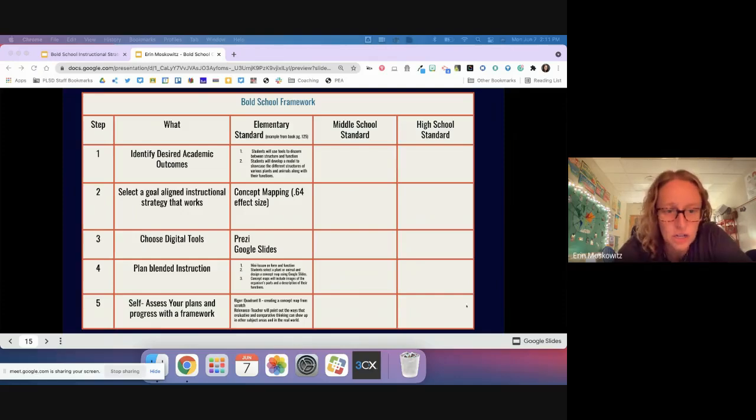For blended instruction, we'd start with a mini lesson on form and function, and then students would select a plant or an animal, and design a concept map using Google Slides or Prezi. And then the concept map will include images of the organism's parts and a description of their function. And then the rigor was in quadrant B, creating a concept map from scratch. And then the relevance, the teacher in the mini lesson can point out the ways that evaluative and comparative thinking can show up in other subject areas as well as in the real world.